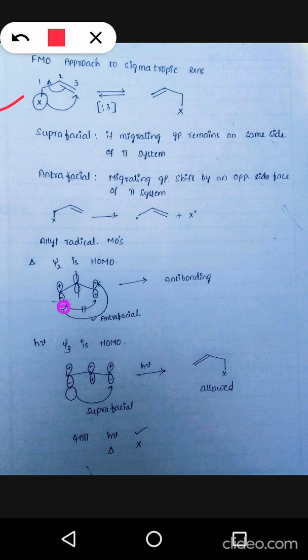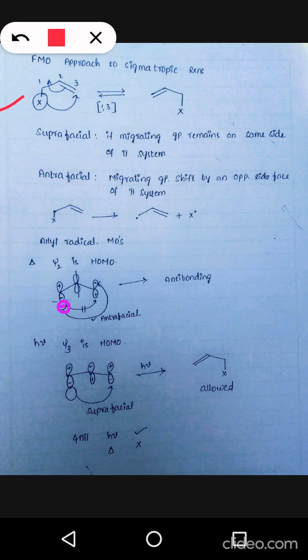For the sigma bond that is migrating, start numbering from that carbon. So X is migrating, so number that carbon as 1 and give the remaining carbons the numbers 2 and 3. The sigma bond is migrating from the first position to the third position, so we call it a 1,3 sigmatropic shift.